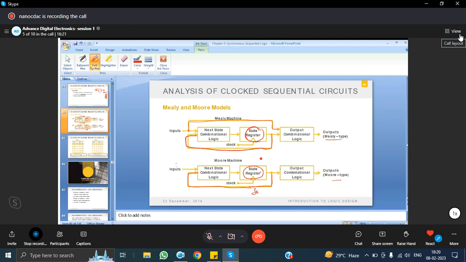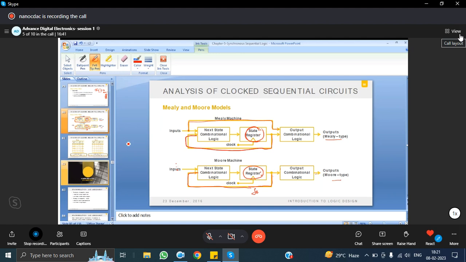Output is not a function of input. Here output is a function of... don't get confused here, if asked here, answer confidently. Output is a function of input as well as the state. Here output is a function of only the state.